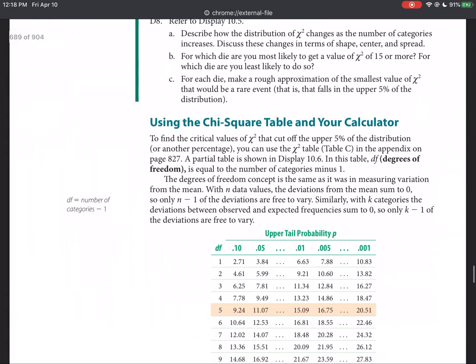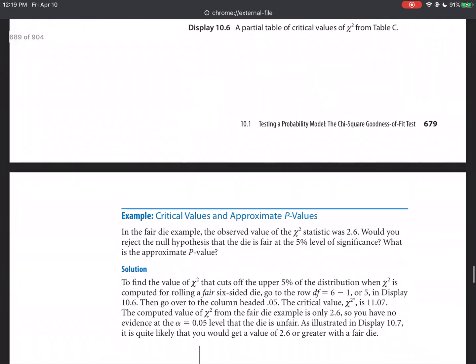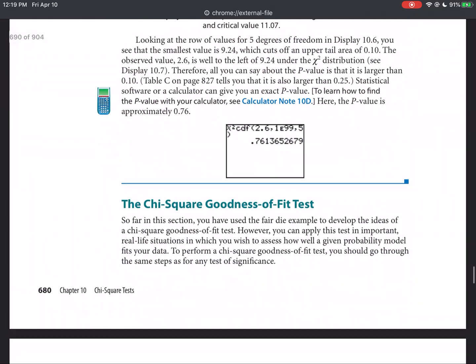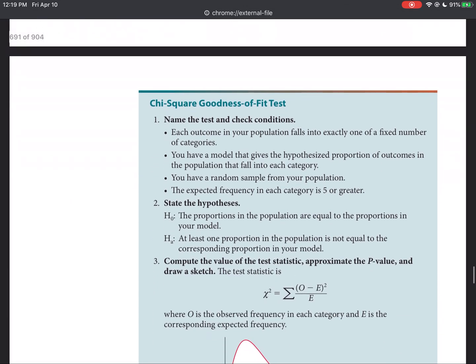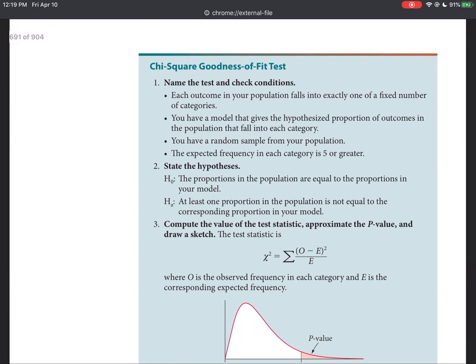Now, rather than look at them doing stuff by hand, let's scroll all the way down to the important box that tells us how we're going to do these tests. And yes, we're jumping straight into the tests. There is no confidence interval that we will conduct on chi-squared. So this is called a chi-square goodness of fit test. That's it.